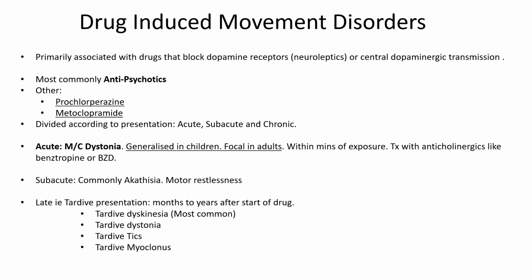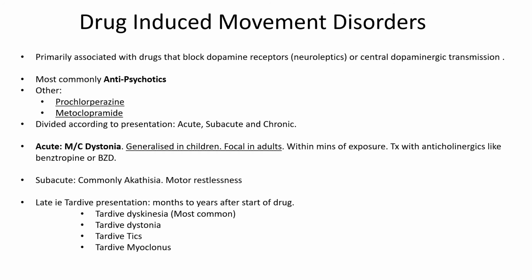Of the acute drug-induced movement disorders, the most common is actually dystonia. This dystonia is focal in adults while generalized in children. It occurs within minutes of exposure to the drug, and treatment is with anticholinergics like benztropine and benzodiazepines. While subacute drug-induced movement disorders commonly present as akathisia, which is nothing but motor restlessness, late drug-induced movement disorders have a tardive presentation.